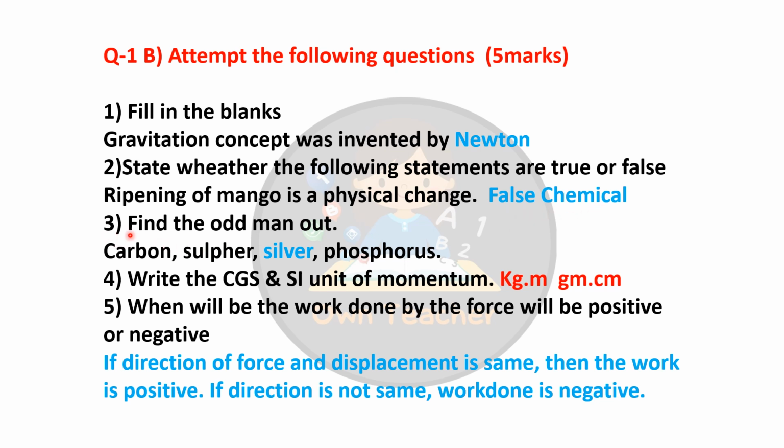Number 3. Find the odd man out. Carbon, sulfur, silver and phosphorus. Answer is silver. Number 4. Write the CGS and SI units of momentum. Kilogram meter per second, gram centimeter per second.